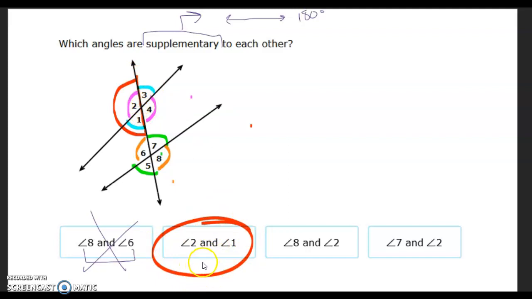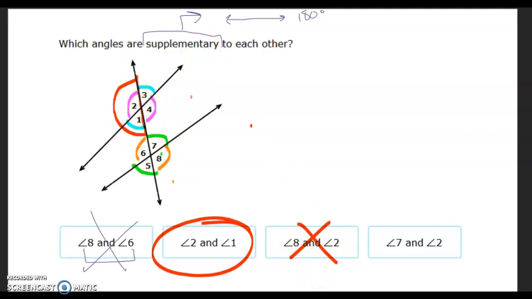Angle 8 and angle 2. The reason why we can't consider these two is we have no idea what they equal, but they're both larger angles. So if they're both larger or wider or obtuse, they're going to each be more than 90 degrees. So that's definitely not going to add up to 180. Maybe that one. And then angle 7 and angle 2.